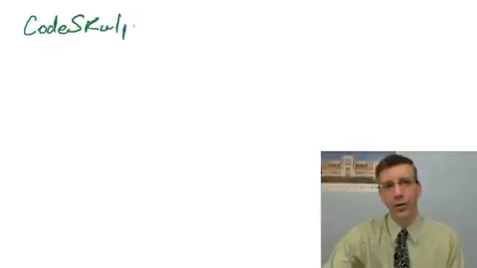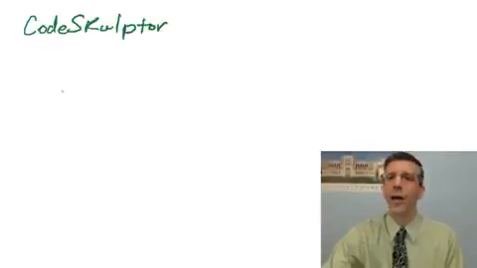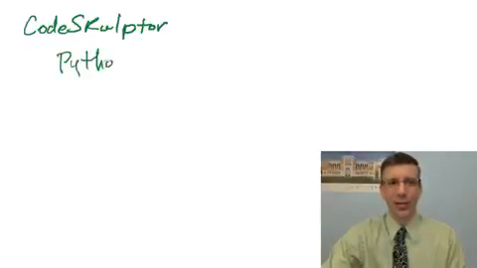The environment we're going to use in this class is called CodeSculptor. Now, why do we call it CodeSculptor? Well, because you're going to be sculpting code. All right, what is CodeSculptor? Well, it's a Python development environment. Why Python? Well, Python is a programming language that is relatively easy to use and learn, but it's still quite powerful. And for that reason, you find it in use in a lot of introductory programming courses.